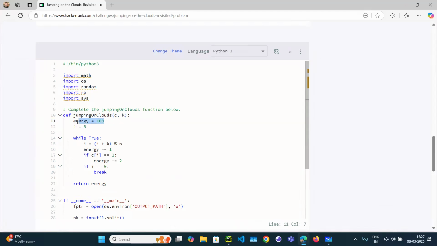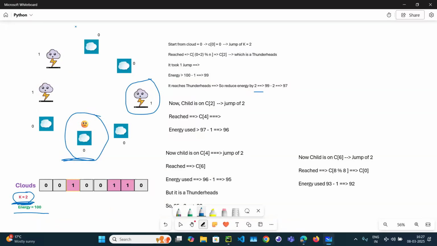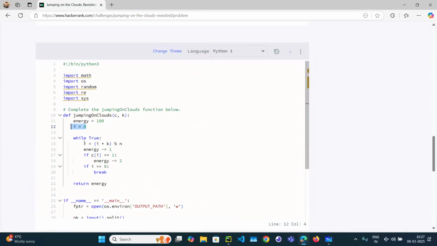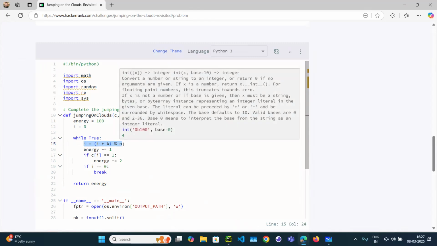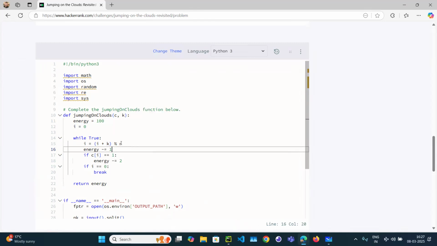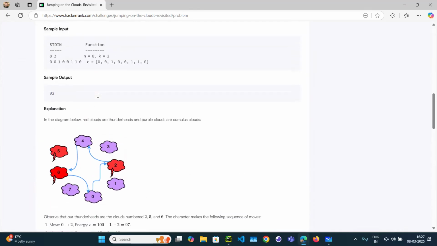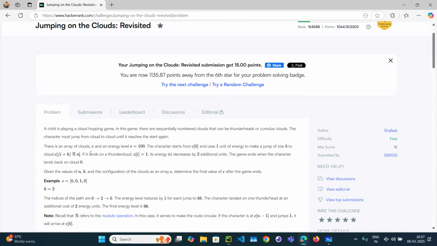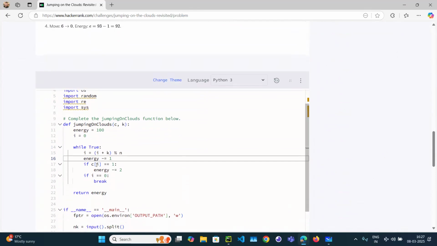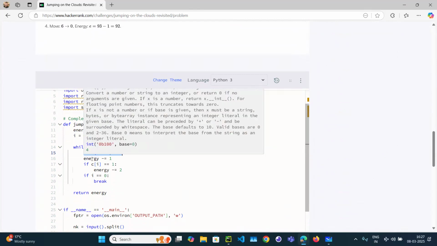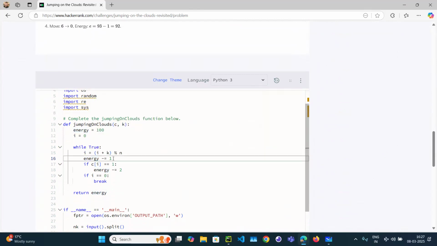So we take energy equal to 100, starting at 0. While true, because we need a continuous loop, since we don't know when it is going to end. So we find the next position. The next position is i plus k generally, but because it is circular, we have to do modulus n. Even if you don't know modulus n, you can get it from the question, because they have mentioned i plus k modulus n. Because we already took the one jump, we reduce one unit of energy: energy is equal to energy minus one.